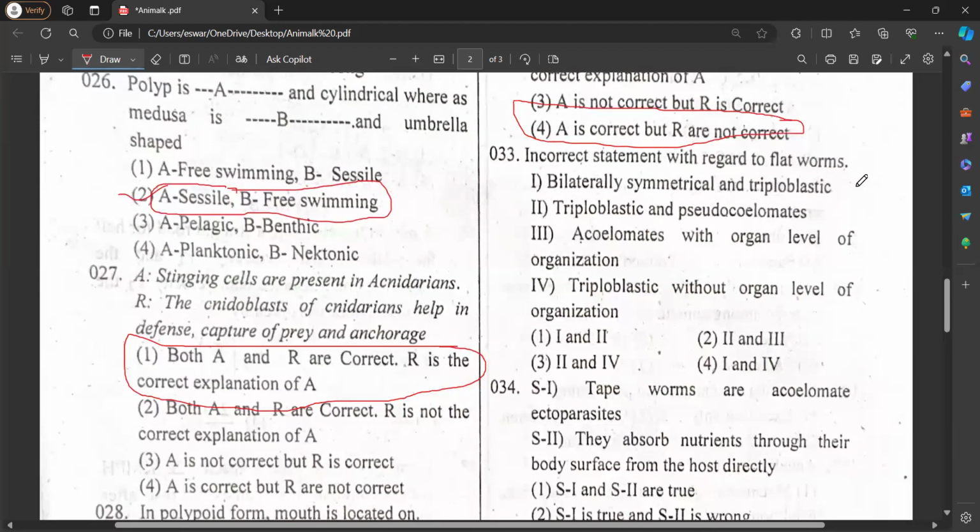Incorrect statement with regard to flatworms. Flatworms, phylum Platyhelminthes, are bilateral, symmetrical, and triploblastic. Yes, bilateral and triploblastic. Triploblastic and pseudocoelomates? No, Platyhelminthes is an acoelomate phylum. Acoelomate with organ level of organization. Yes. Triploblastic without organ level of organization? No, it is also wrong. Therefore, 1 and 3 are correct.